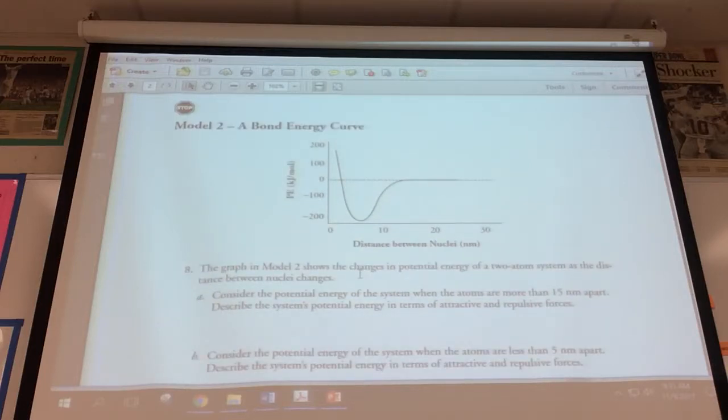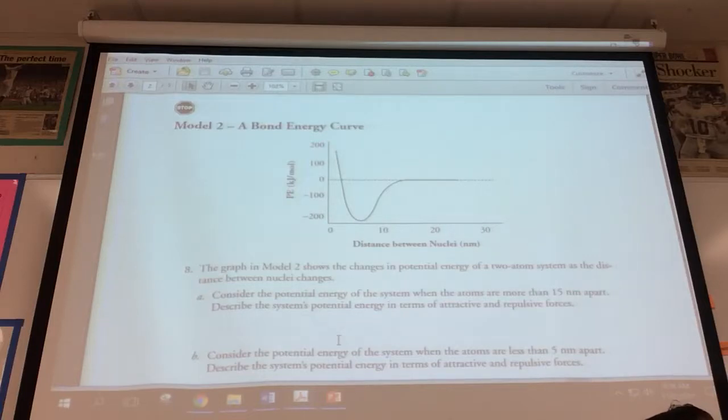and I want to take a look at one of your POGIL packets. Here's Model 2. It says a bond energy curve. And I would look over this POGIL packet over the weekend, but don't get too caught up in it. You just want to be comfortable reading the graph. So again, potential energy on the Y, the distance between the two nuclei on the X. It says the graph in Model 2 shows the changes in potential energy of a two-atom system as the distance between nuclei changes.